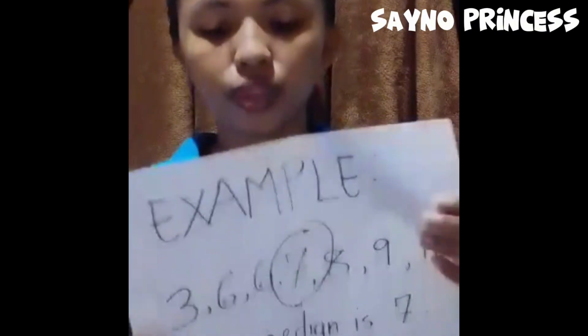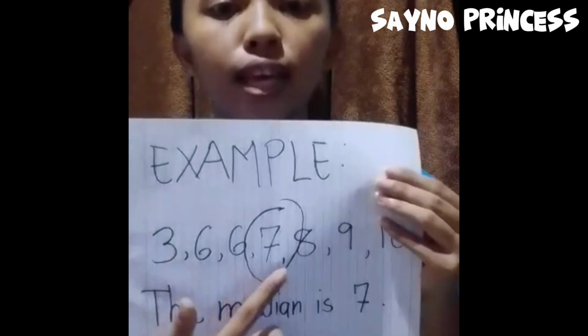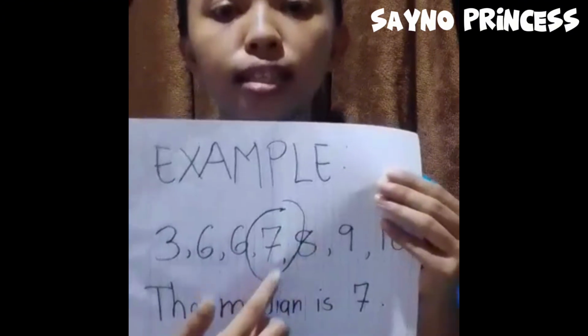Median is the middle value in a sorted list of numbers, and there are two steps to find the median. First, arrange the data. It means sort the numbers in ascending order. Second, identify the middle. For example, 3, 6, 6, 7, 8, 9, 10. And the middle number is 7.